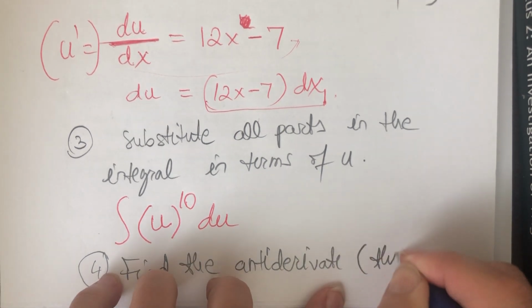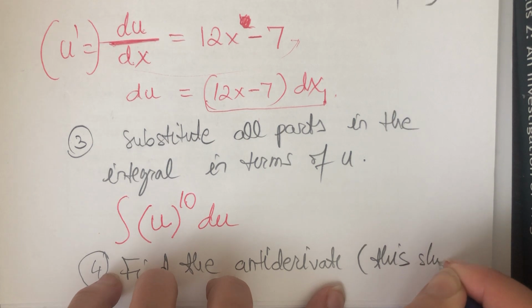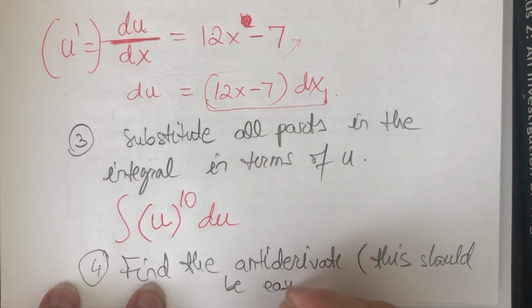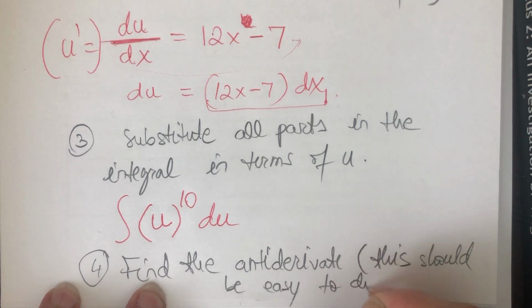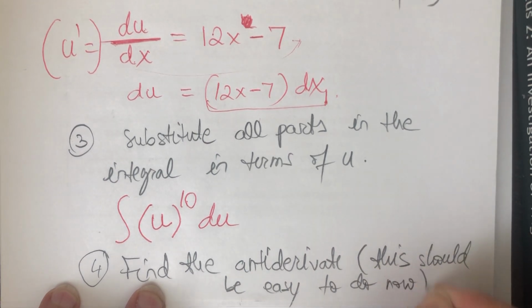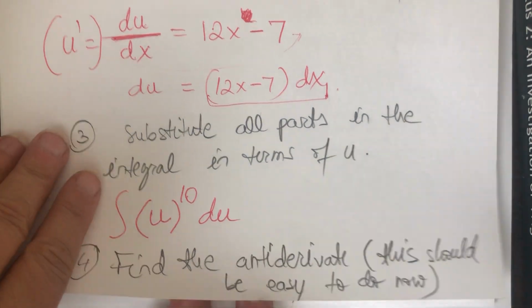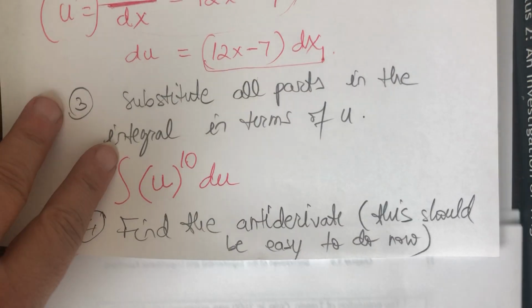I'm going to put this in parentheses. This should be easy now. Easy to do. And again, this is why there shouldn't be any x's and u's combined, because then you don't know what to do.